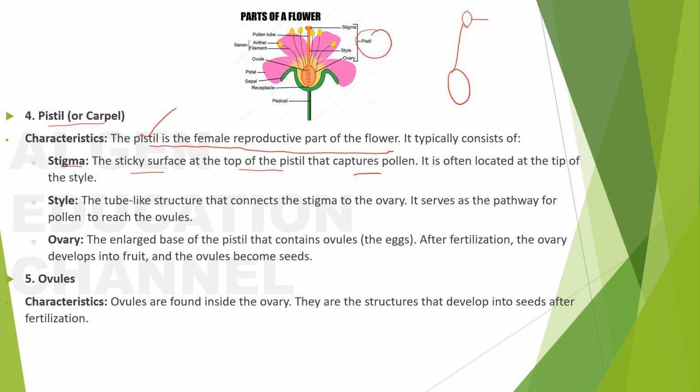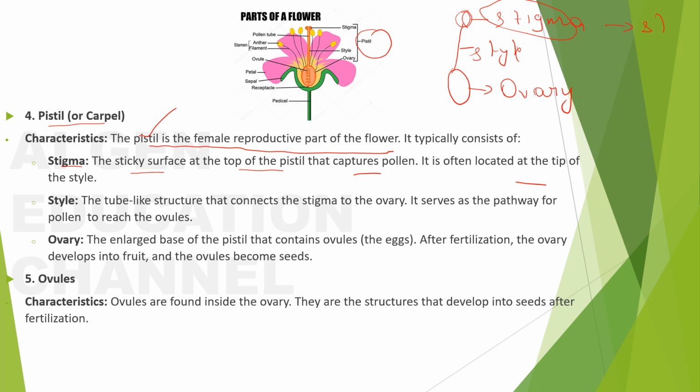And this is stigma and this is style. Stigma, style and ovary, right? Now, which one is often located at the tip of the style? The tip of the style here, this one, stigma. Stigma is often located at the tip of the style and it is sticky, right?